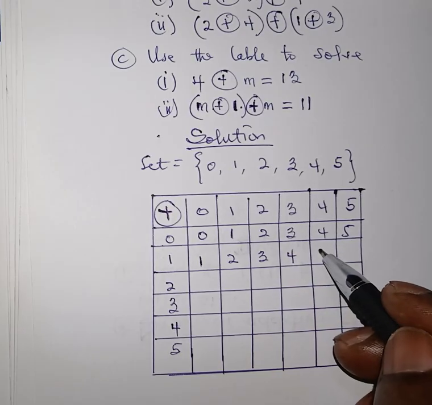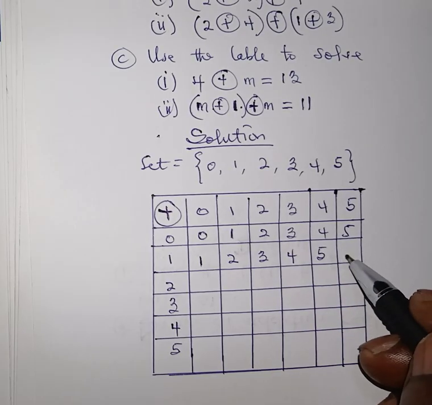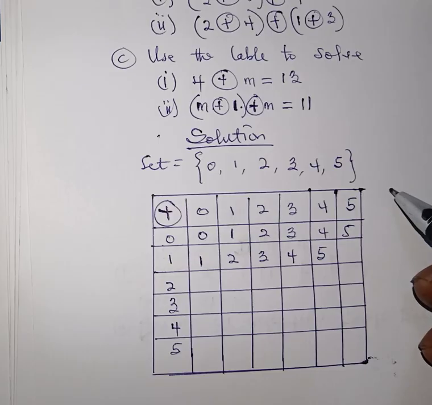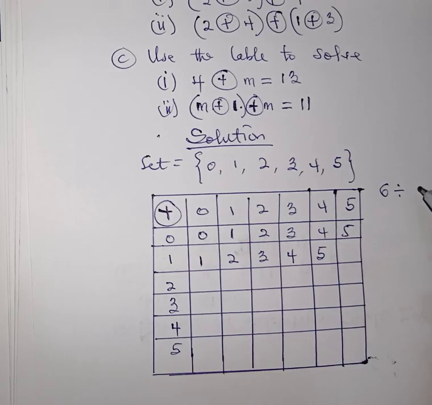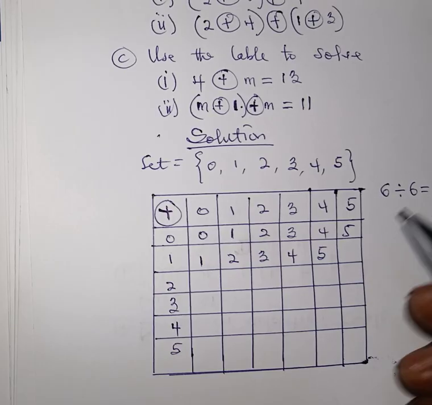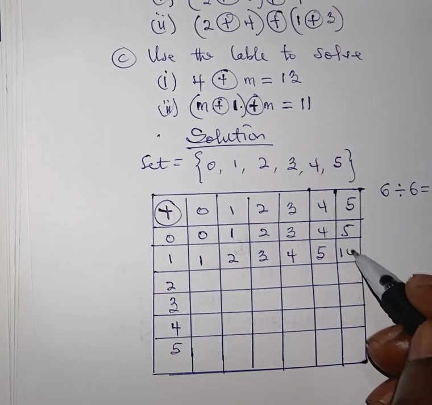4. This is 5. And here will be 6. But remember, it is in base 6. So if it is 6, then 6 divided by the base itself, which is 6, will give us what? 1 remainder 0. So it means that we are going to write 1 0 here.